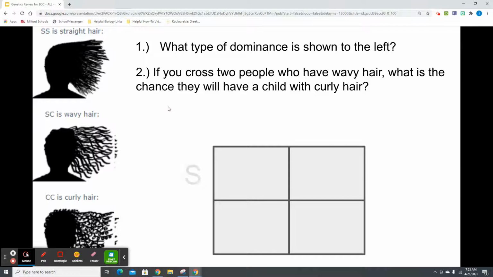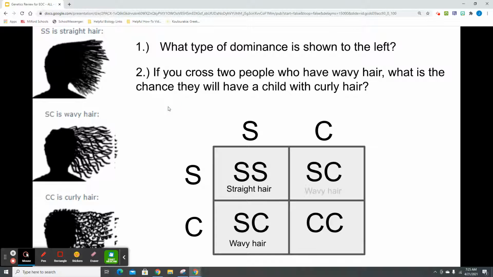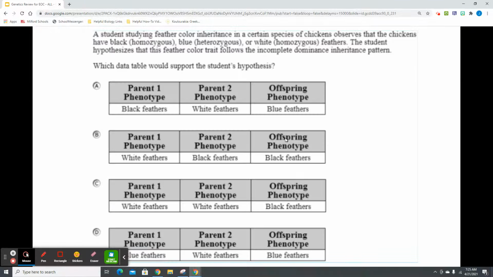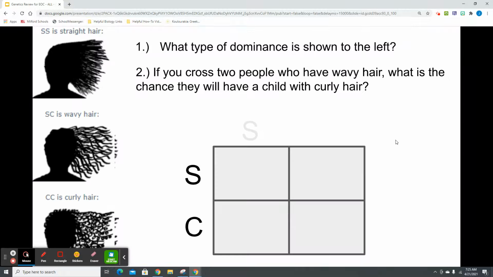All right. Hopefully you've got the gist of this, but again, here is an example of incomplete dominance. So we have straight hair and curly hair, and because it's incomplete, they blend together to make wavy hair. So if you take a look at these, 2 S's would be straight, 2 C's would be curly, but one of each would be a blend. That's incomplete dominance, and that is wavy. Just like this problem up here where the 2 blended together to make blue flowers.